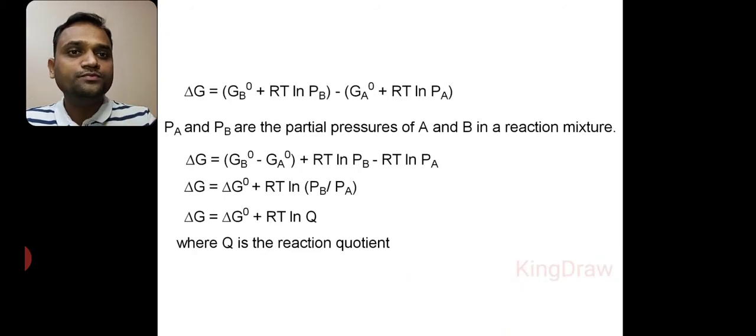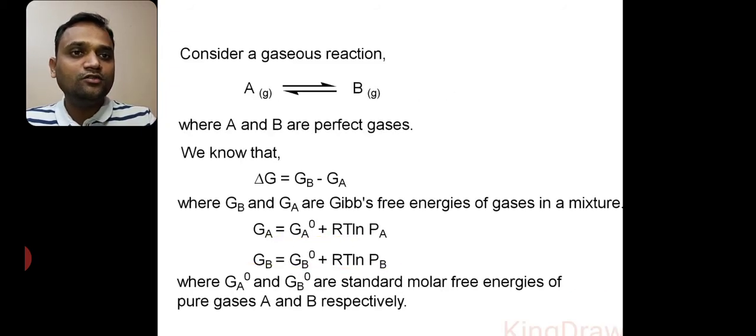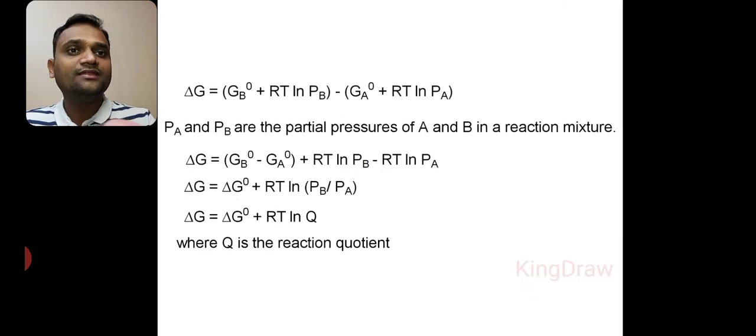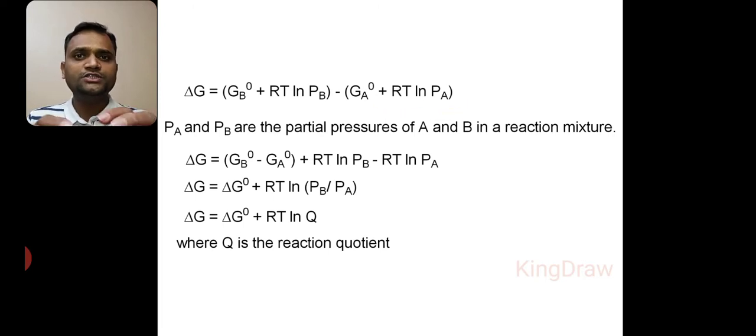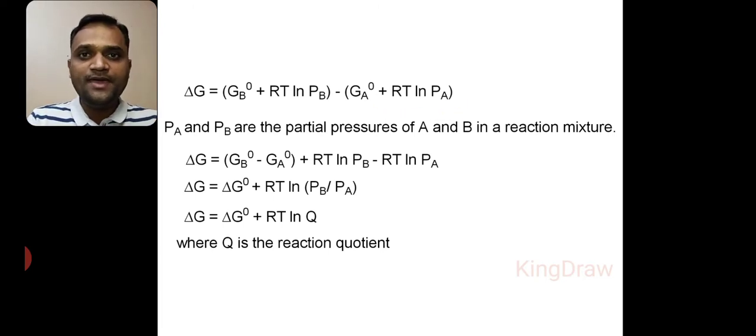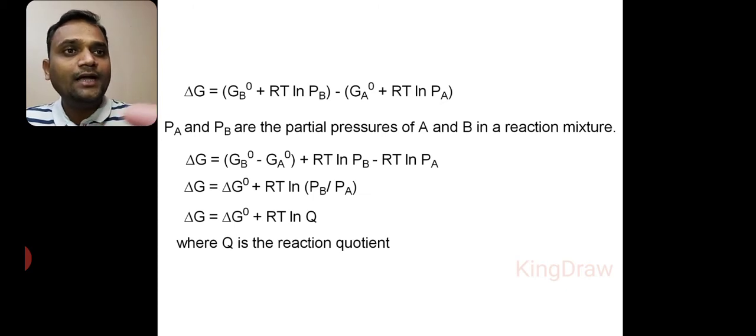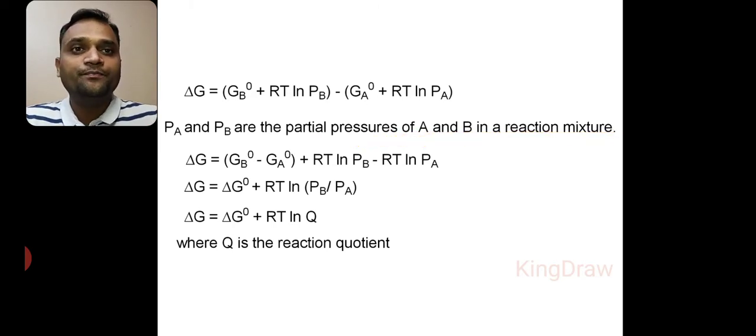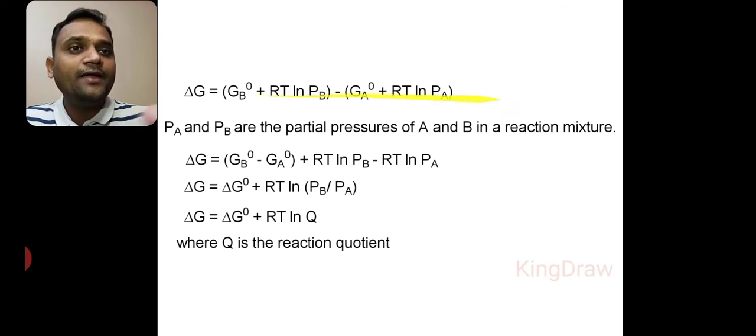Now we have to put these two values in the equation delta G is equal to Gb minus Ga, so delta G is equal to Gb0 plus RT ln of Pb, minus Ga0 plus RT ln of Pa. We have just put in the values for Gb and Ga. Here Pa and Pb are the partial pressures of gas A and B in the reaction mixture.